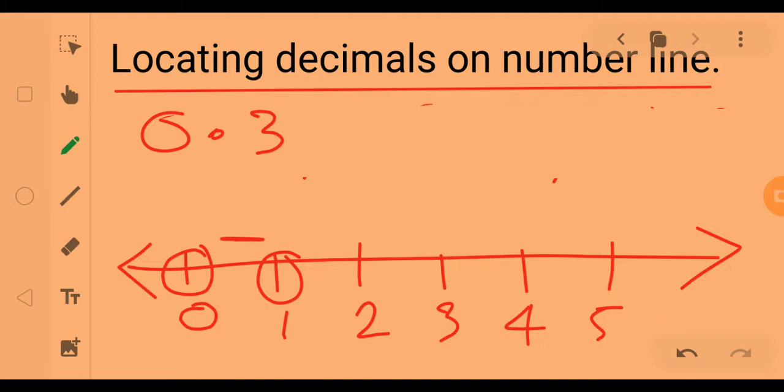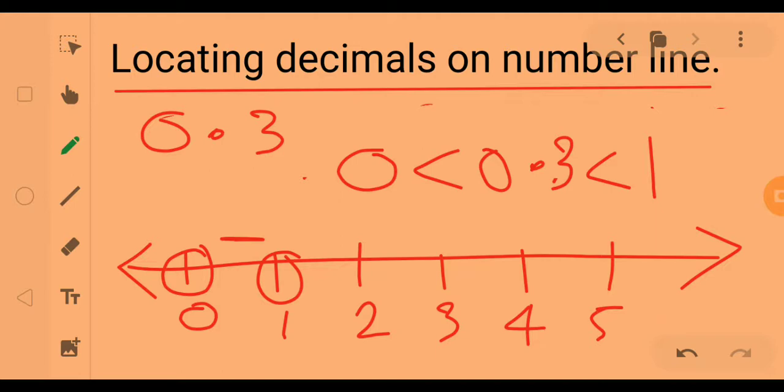So how do we write this? Between which two whole numbers is 0.3? 0.3 is between 0 and 1. We write 0 on the left side and 1 on the right side. So 0 is less than 0.3, which is less than 1. This is how we express 0.3 between 0 and 1.